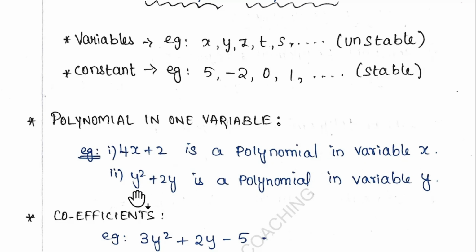Let's come to the second example, y² + 2y. Can you see what variable we have used? y is the only variable, right? It may be y square, y cube, y power 4. That doesn't matter, okay? But we have used only one variable, which is y. So it is a polynomial in one variable, and what variable is it? y. So it is a polynomial in variable y. Polynomial in one variable means that the equation contains only one variable.